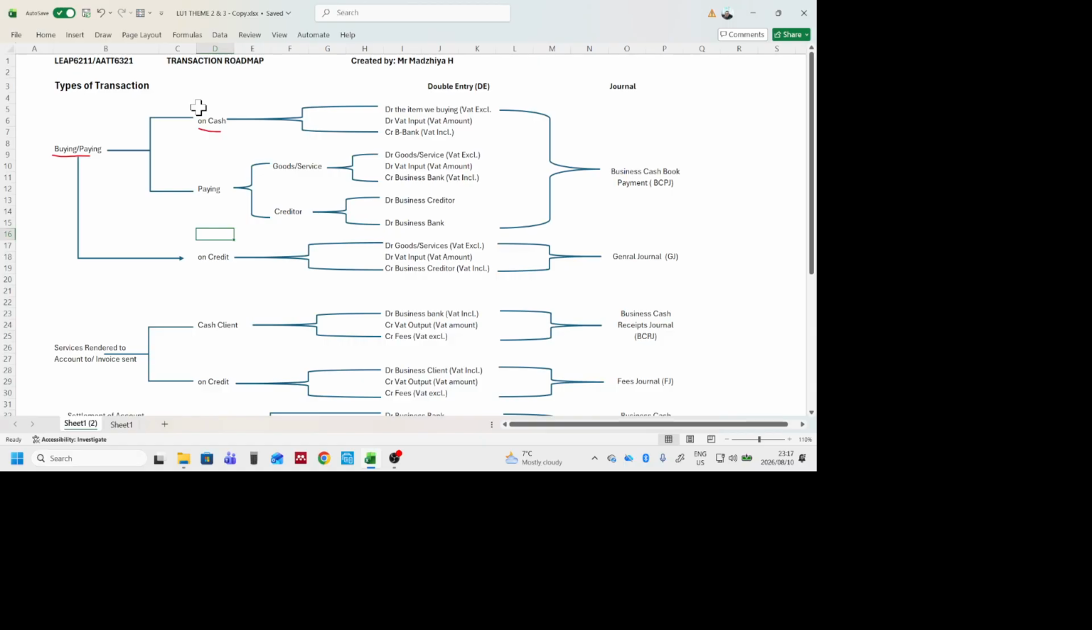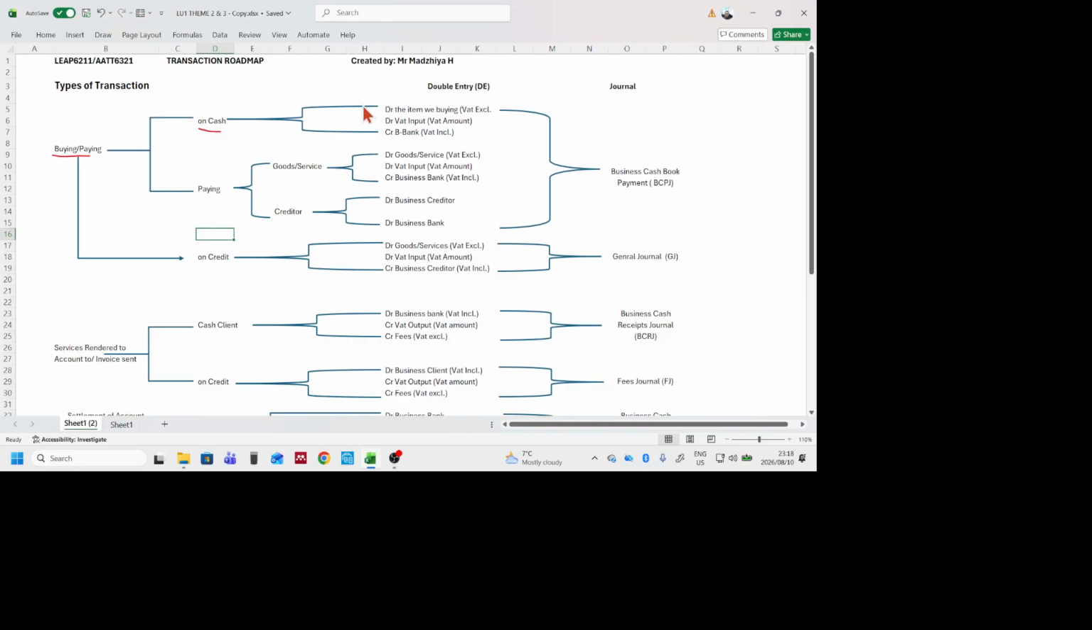We said that every time the business buys, it will be charged VAT, and the VAT it is charged is called the input VAT. So the three accounts that are going to be affected will be the item that the business is buying, the VAT input, as well as the business bank, because money is leaving the business bank account.